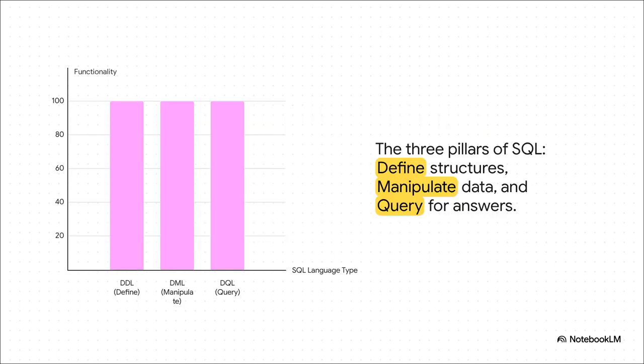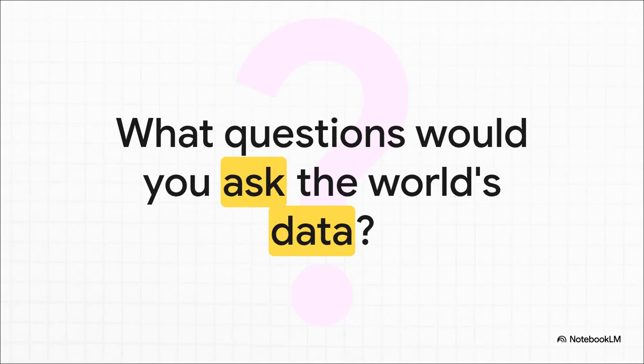So let's just do a super quick recap of the 3 pillars we've talked about. We started with DDL, the data definition language, to be the architect and create our structures. Then we used DML, the data manipulation language, to insert and update the actual data. And finally, we used DQL, the data query language, with select to ask questions and find answers. Define, manipulate, and query.